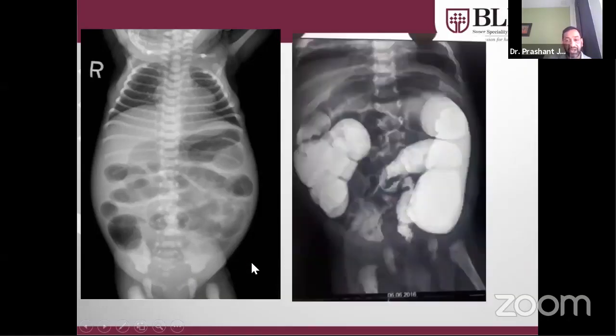So again, the next step would be to perform a gastrographin enema study. This is the rectum and the sigmoid, which is collapsed. As you can see, there is a gradual tapering of the bowel seen here, what we call the coning, and this is a transition zone.